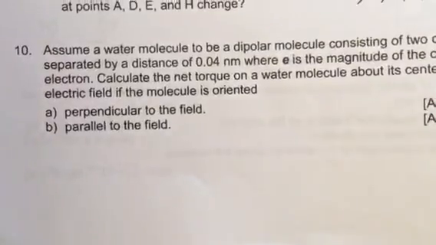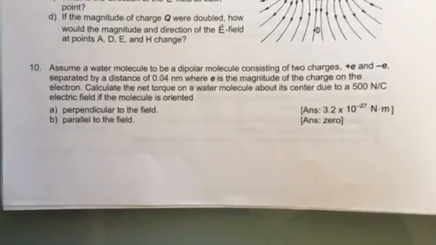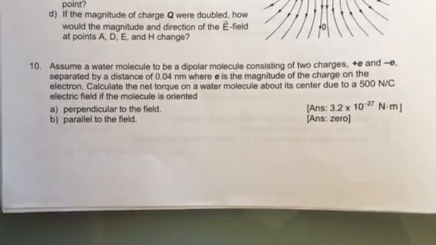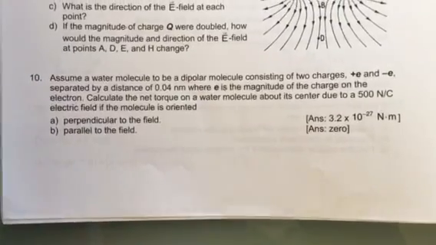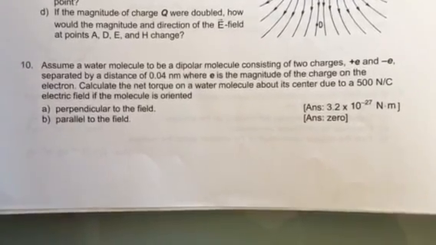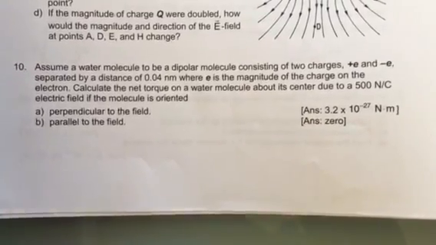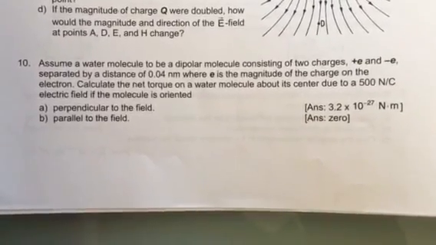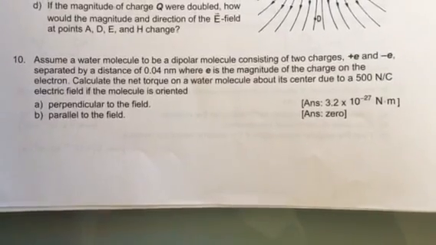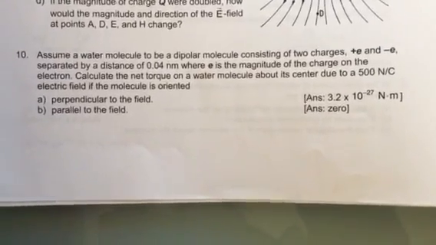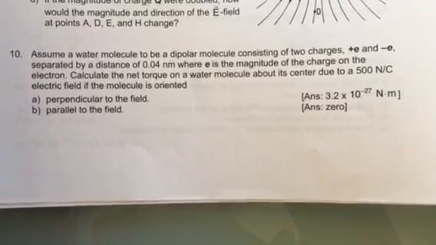Alright, so the question reads: assume a water molecule to be a dipole molecule consisting of two charges, positive e and negative e, separated by a distance of 0.04 nanometers, where e is the magnitude of the charge on the electron. Calculate the net torque on a water molecule about its center due to a 500 Newton per Coulomb electric field if the molecule is oriented: Part A, perpendicular to the field. Part B, parallel to the field.